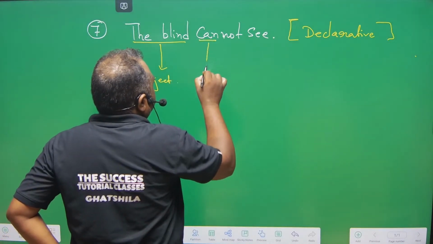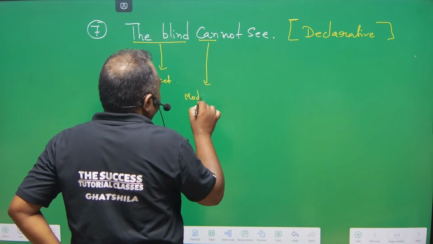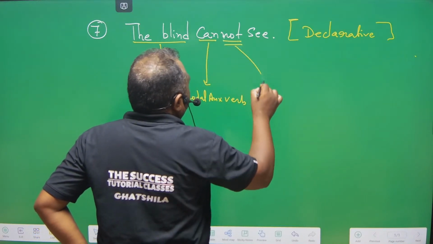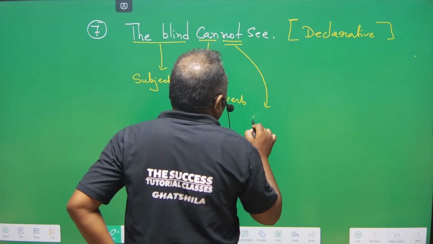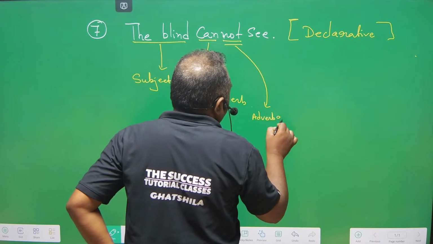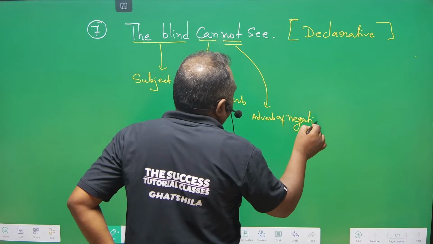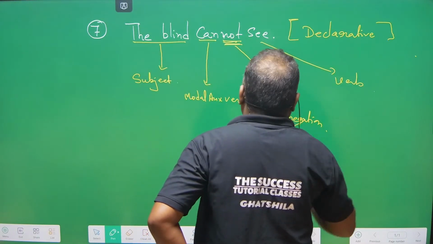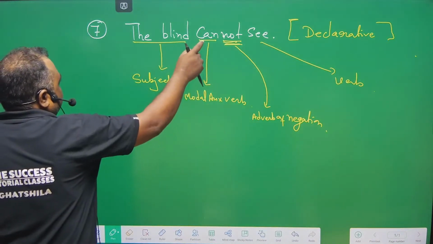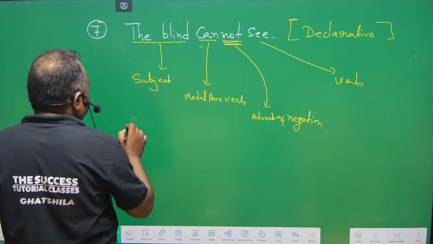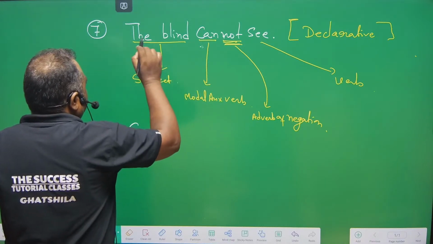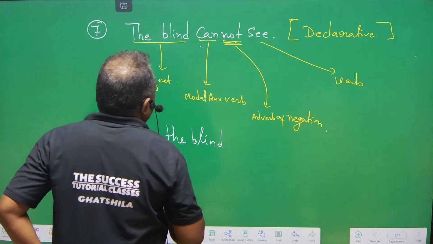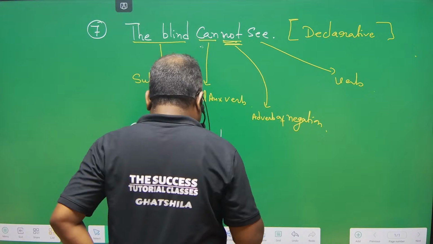can, modal auxiliary verb, not, negative word, adverb of negation, and see, verb. So what you have to do? You have to start this sentence with this modal auxiliary verb. Can, afterward you have to insert the subject. Can the blind see? Can the blind see?